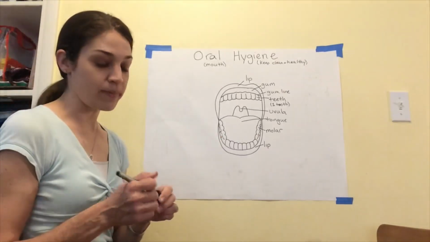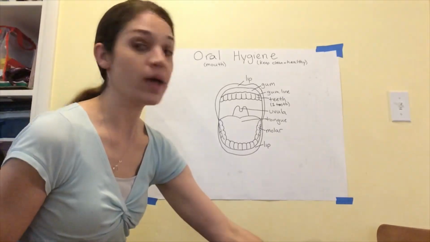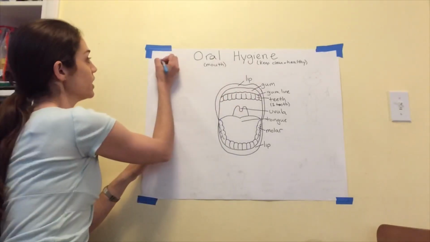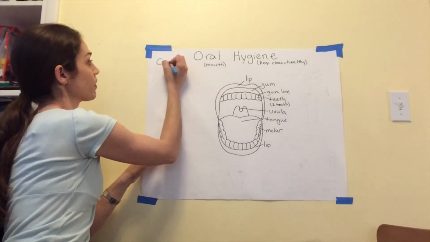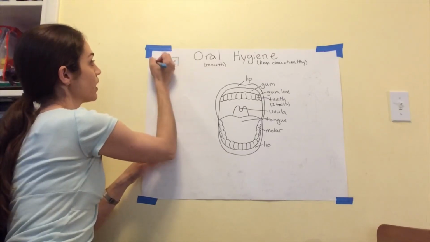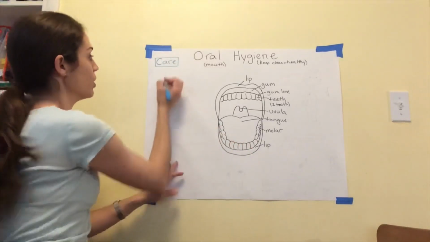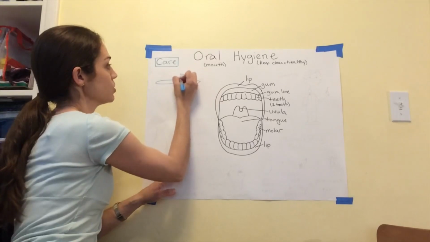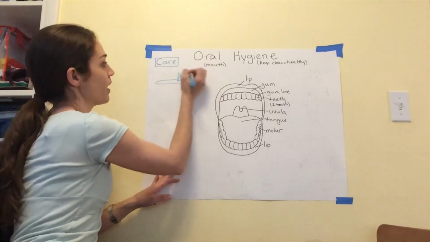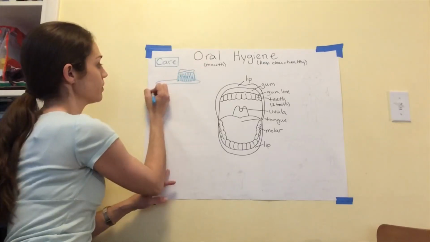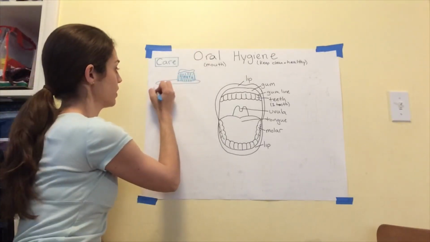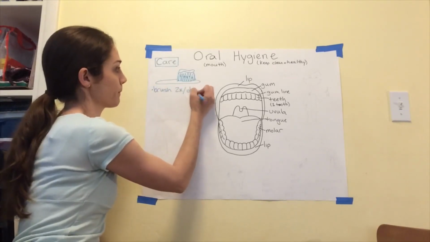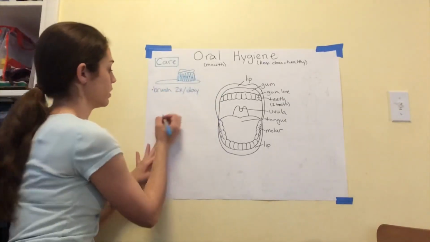All right, now we know about the parts of our mouth. Now we're going to talk about how do we keep all those parts clean and healthy. So we're going to talk about how we care for them. How do we care for our mouth? Well, the first thing that we have to do is make sure that we brush our teeth every day. Not just one time, but 2 times a day. Brush 2 times per day. Make sure you use toothpaste that has fluoride on it.